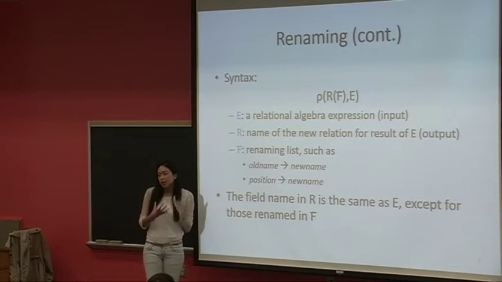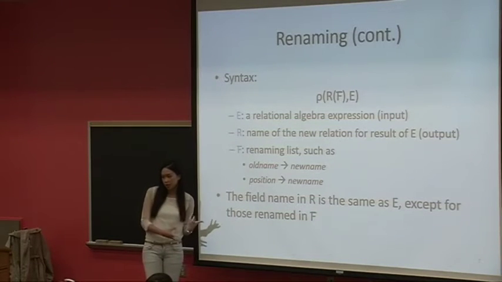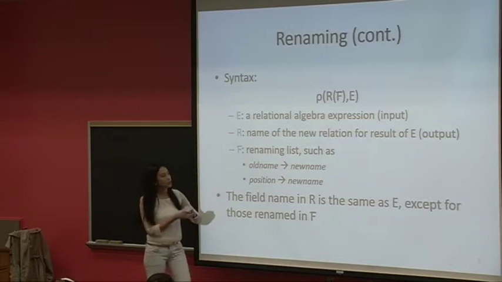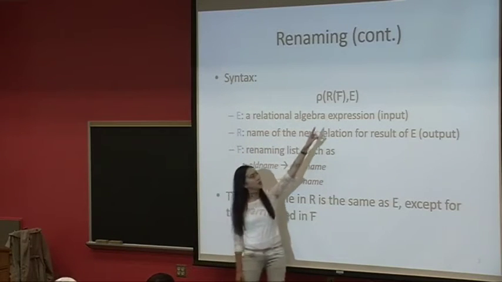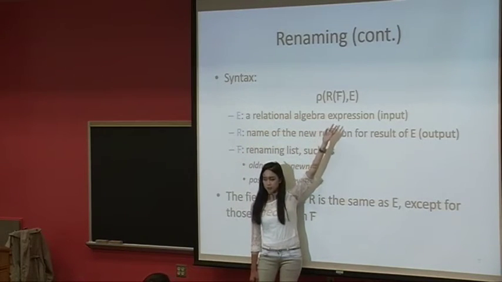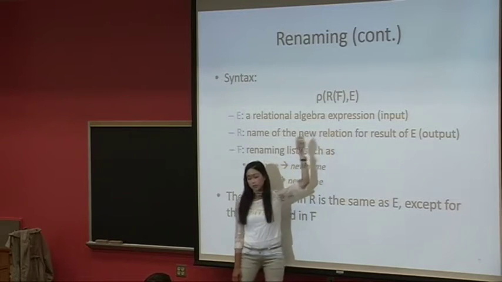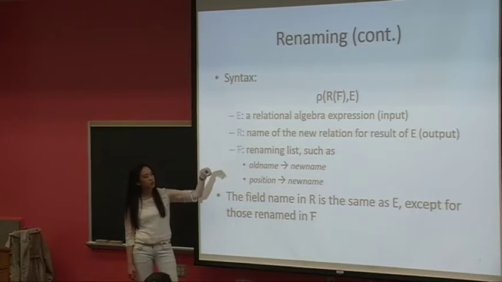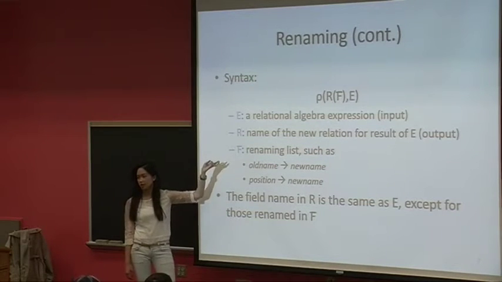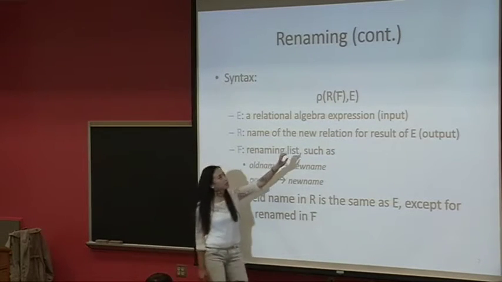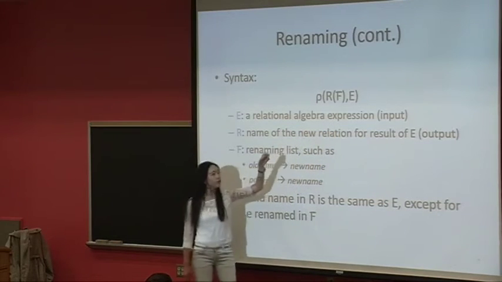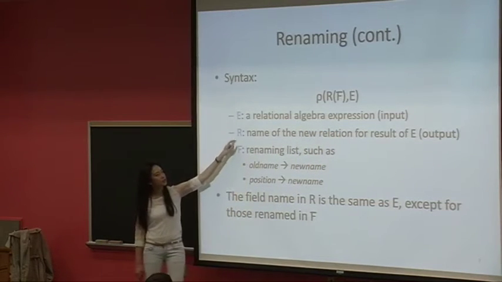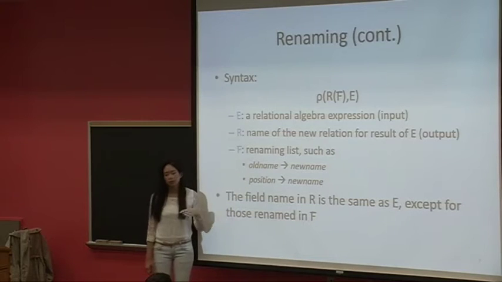So for every relational algebra expression, the result is still a relation, okay? So here in input, you can still use it just as a simple table. You don't need to use it as a relational expression. It's just when you have a relational algebra expression that's when you actually need renaming. Okay, so the latter one is the input, and R is the name of the new relation for result E.